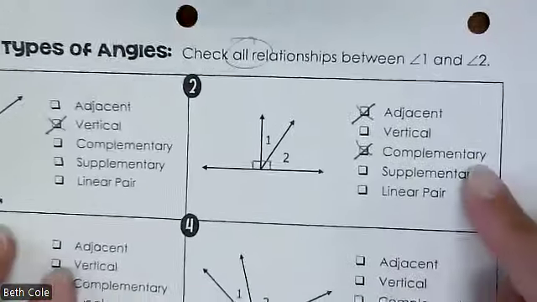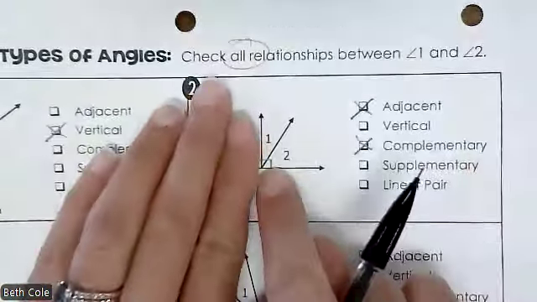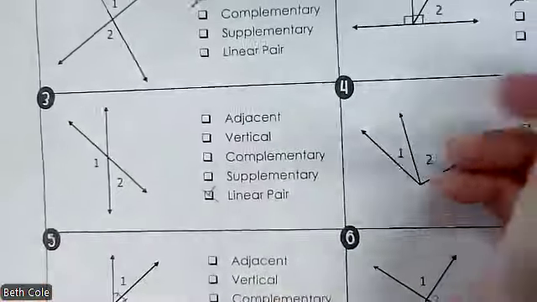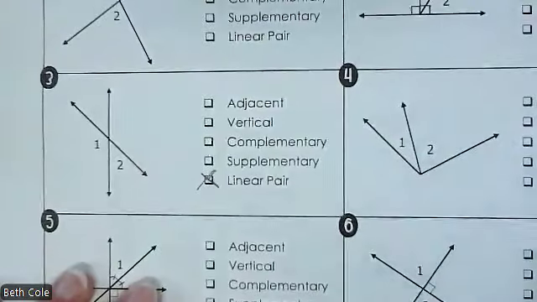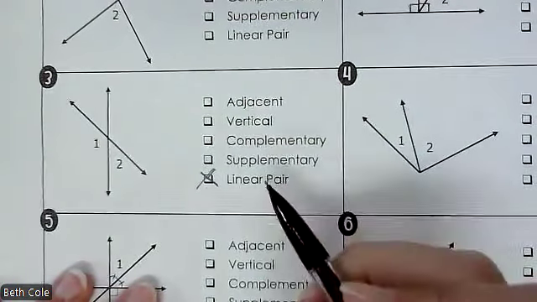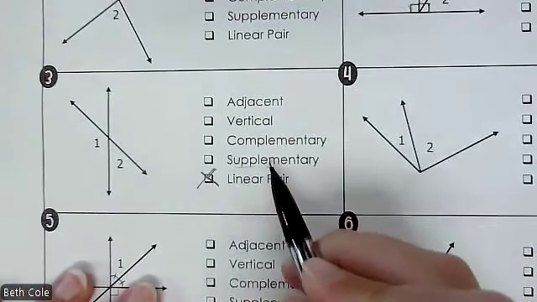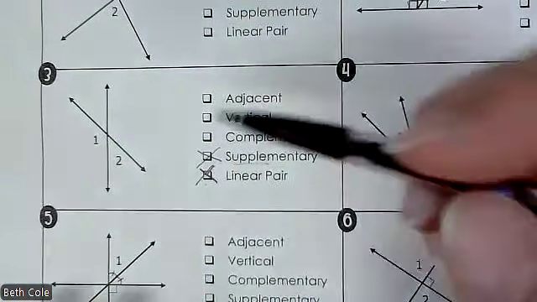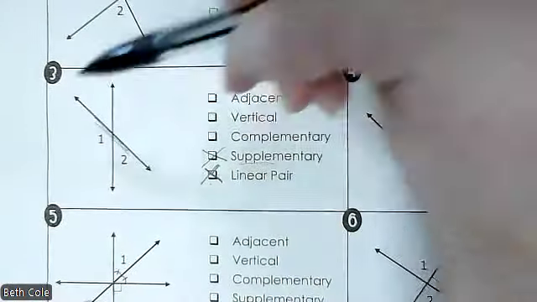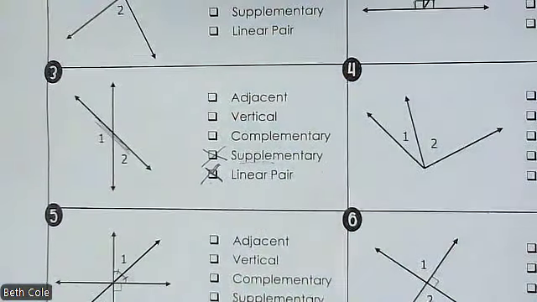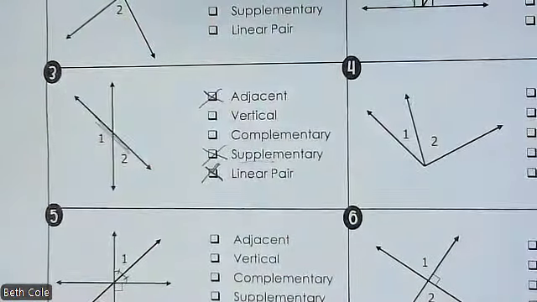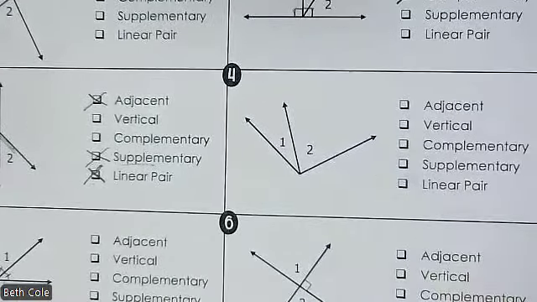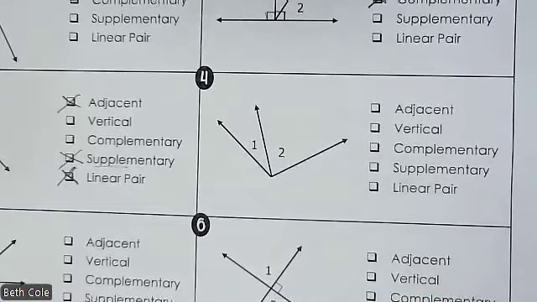Which one? The one we just did? Or this one? Okay, they are a linear pair. Now, since a line is 180 degrees, that means they are also supplementary. They're going to add up to 180 because a straight line is worth 180. And there's actually one more. Yeah, adjacent. They're next to each other. Perfect. All right, how about number 4? I think there's only one that, yeah, adjacent.